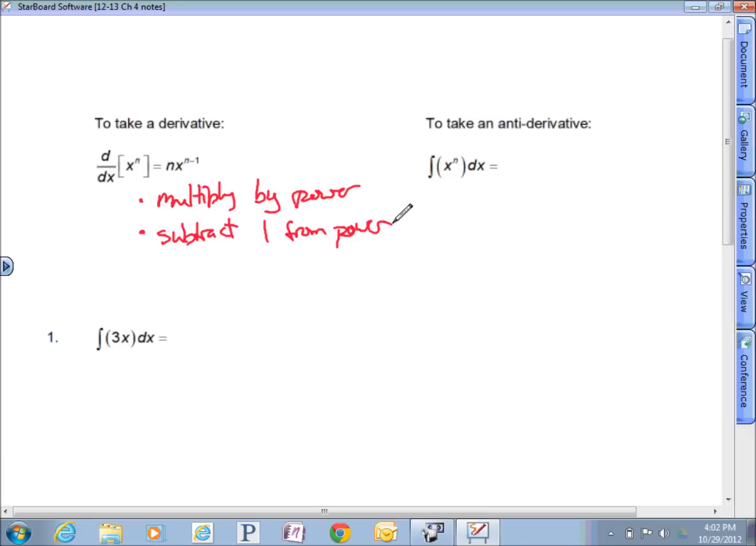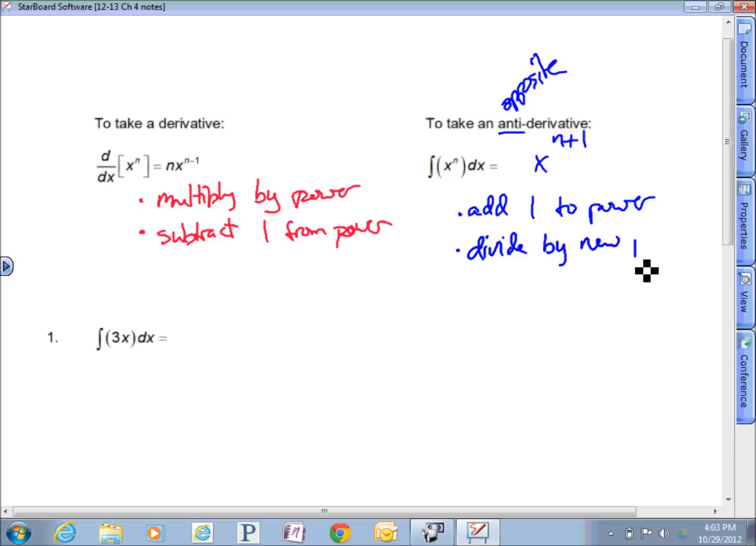Well, what happens if I take an antiderivative? Anti would mean do the opposite. So let's reverse the process. What would be the opposite of what I have written in red over here on the left-hand side? You'd want to do them in reverse order, and you'd want to undo each one. So if I want to take an antiderivative, we're going to start by adding 1 to the power. My new power would be x raised to the n plus 1 power. Then we'd have to undo multiplying by the power, so we'd want to divide by the new power.